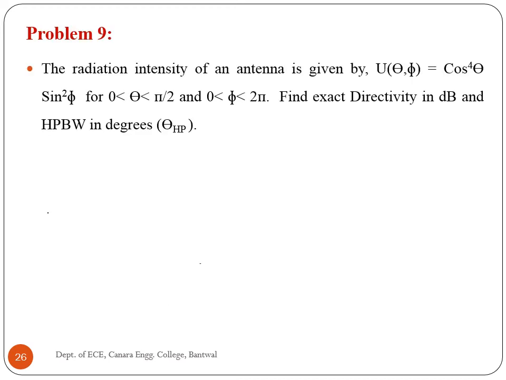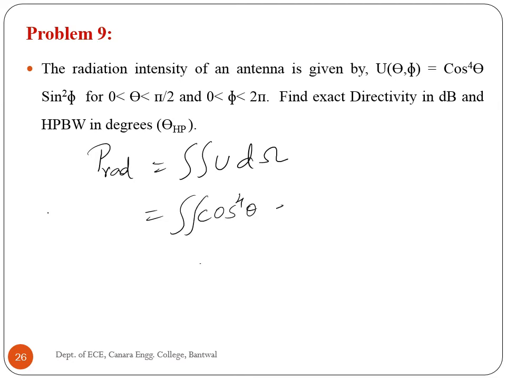The radiation intensity of an antenna is given by cos to the power 4 theta into sin square phi, where theta is between 0 and pi by 2 and phi is between 0 and 2 pi. Find the exact directivity in decibels and the half power beamwidth in degrees. To find the exact directivity, we have to find the radiated power, which is equal to the integral of U d omega, where U is cos to the power 4 theta sin square phi, and d omega is sin theta d theta d phi.